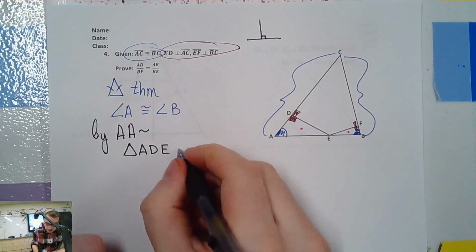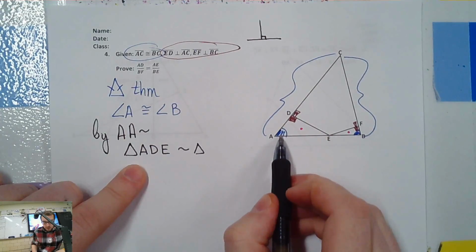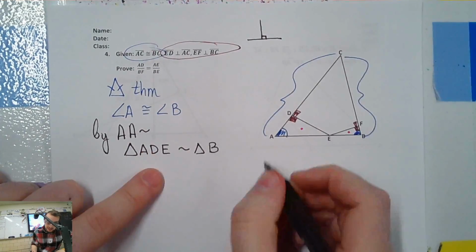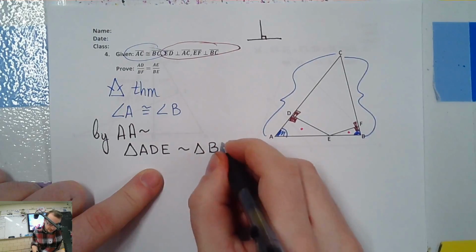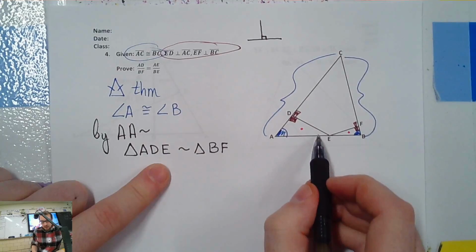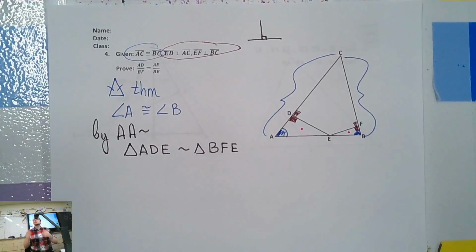ADE will be similar to, now A is blue. What's the blue angle in the other triangle? B. And D is the right angle here. So what's the right angle in the other? F, right? E in this triangle is the unknown angle. What's the unknown angle in the other triangle? E. Now we know those have to go together because remember, similar triangles have congruent angles. So if they are similar, which we said they are, all the angles should be the same.